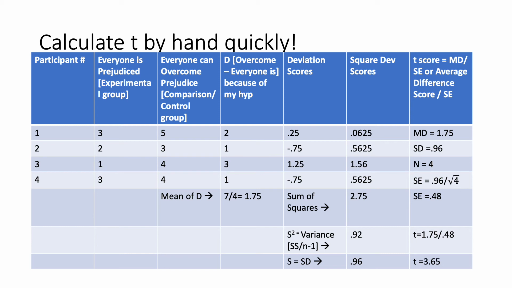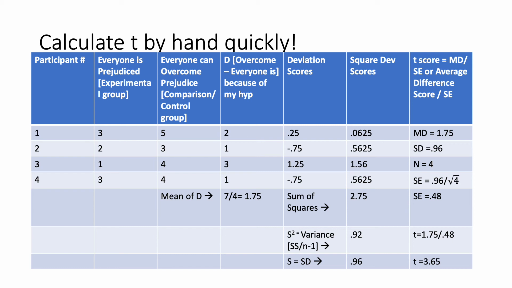What's the average of my difference scores? 2 plus 1 is 3, plus 3 is 6, plus 1 is 7, divided by 4. There are 4 difference scores, which equals 1.75. You'll remember from last time or from our output that is the mean difference. So then I calculate my deviation scores: 2 minus 1.75, 1 minus 1.75, 3 minus 1.75, 1 minus 1.75. I get a couple negative, a couple positive deviation scores. The next thing I do is I square all those deviation scores to get rid of the negative sign. Squaring them leads to the numbers you see right there: 0.0625, 0.5625, 1.5625, 0.5625.